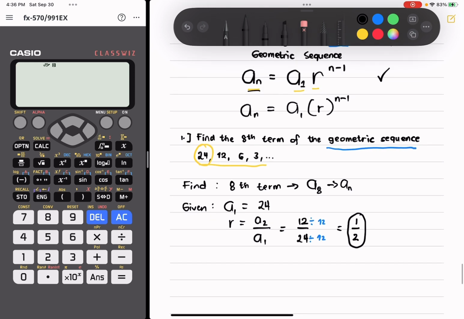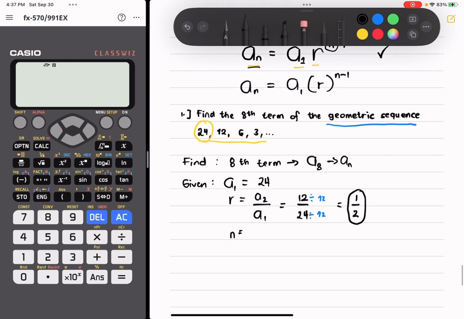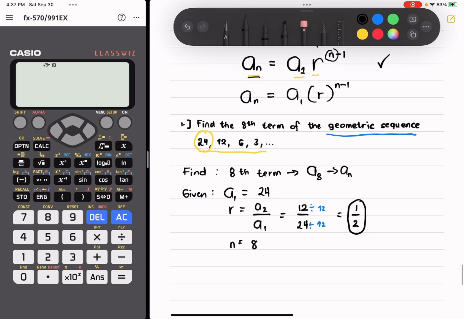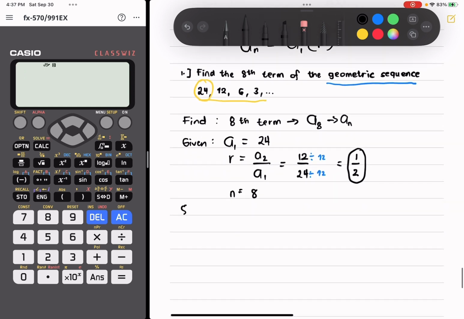Next, ano pa yung kailangan natin in the formula? We have N. Ang N natin is yung hinahanap natin, yung position niya. The position of that term. And that is 8. N is 8. So, okay na tayo sa given. Now, let us use the given and substitute this given dun sa ating formula. Okay? So, let's write again the formula. A sub n equals A sub 1 times R raised to n minus 1.